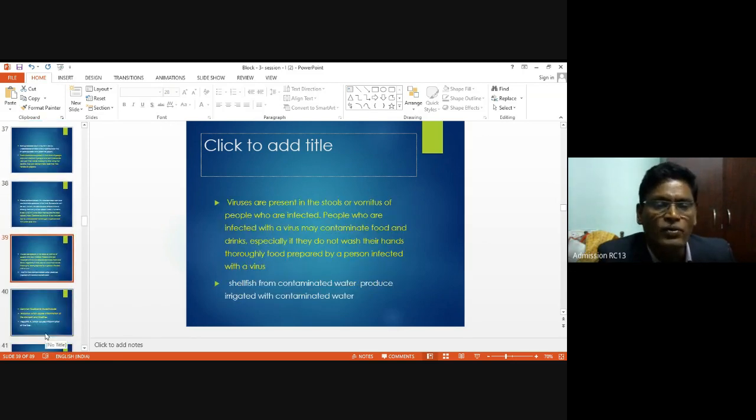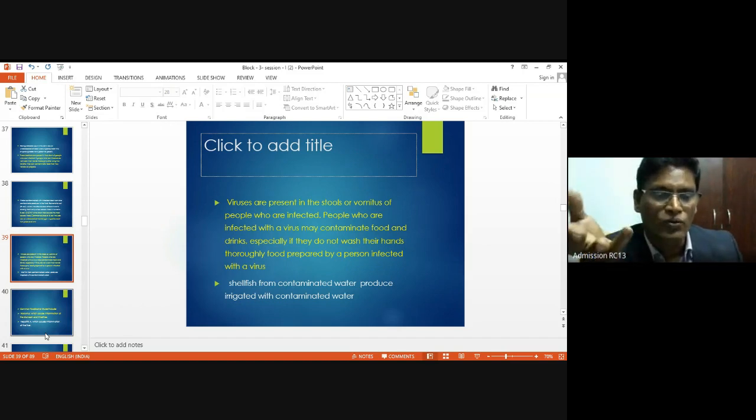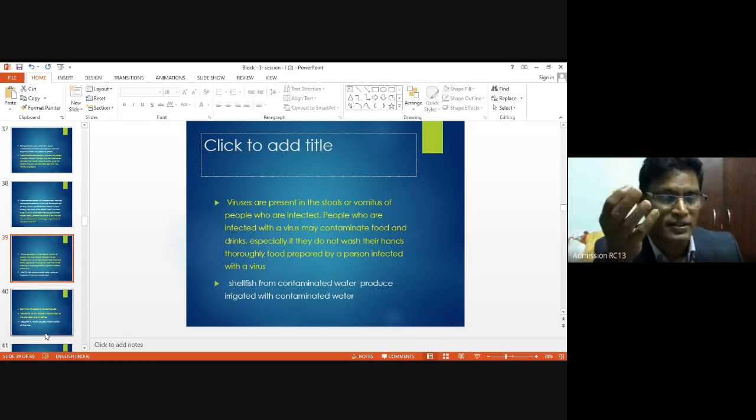And viruses are present in the stools or vomitus of people who are infected. So that is why basic sanitary systems play a very crucial role, because where there are overcrowded areas with mass numbers of people, if any individuals are infected with this and are vomiting, or people infected with this virus may contaminate food and drinks, especially if they do not wash their hands. That means in handling the food or the cooked food, wherever they are working, that food is prepared by an infected person with a virus.